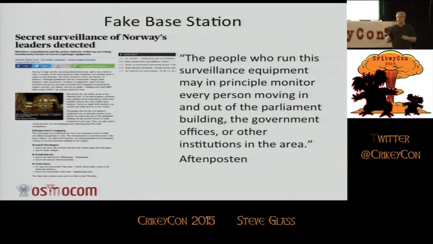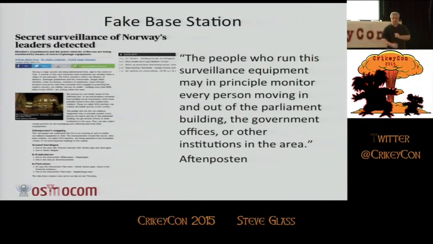And Aftenposten, which is one of the newspapers of record in Norway, did a survey. They went around with some rather clever wireless gear, and they were able to find that there were a number of fake wireless stations. They didn't know what they were doing, but these are basically allowing people to authenticate, saying, I'm your telco provider, please send your traffic to me when you want to make an outgoing call.